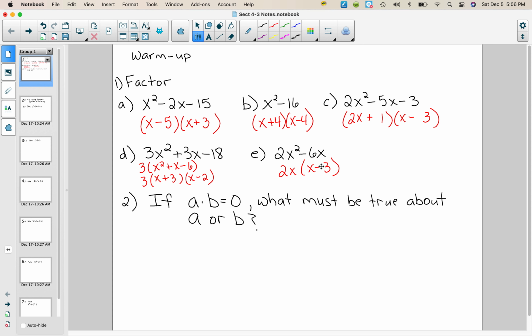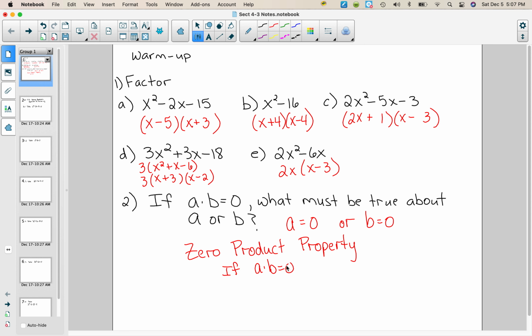Today's lesson is solving quadratic equations by factoring. So then I had this question, if a times b equals 0, what must be true about a or b? Well, in order to get 0 as a product, a has to equal 0 or b has to equal 0. And this is actually called the zero product property. And we are going to make use of that. That just says if a times b equals 0, then a equals 0 or b equals 0. Okay, pretty simple, you know that.